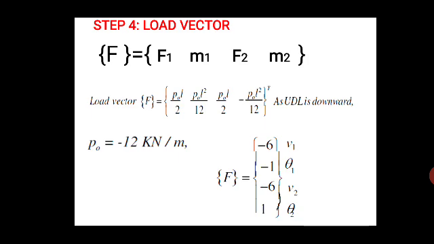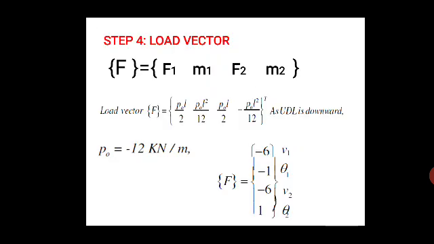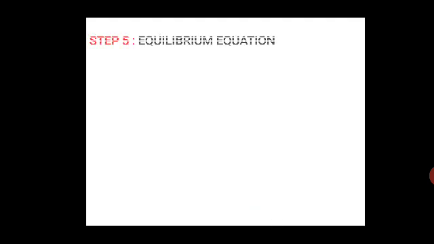Similarly, at node 2 we get minus 6 and 1, and here remember you need to mention V1, theta 1 at node 1, and V2, theta 2 at node 2. This is step number 4.